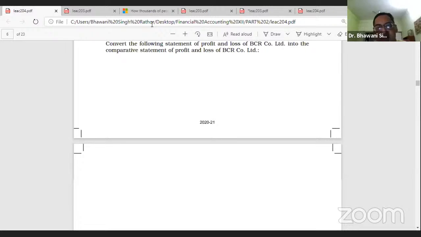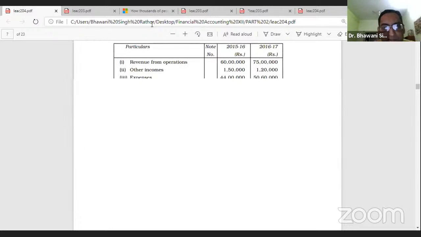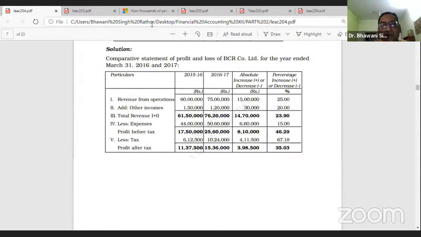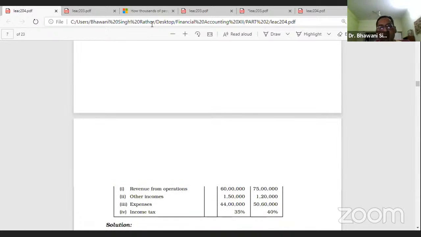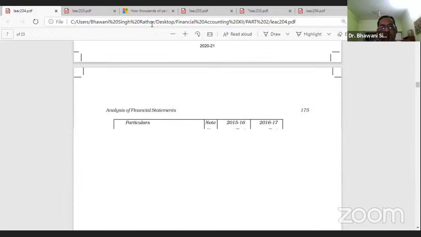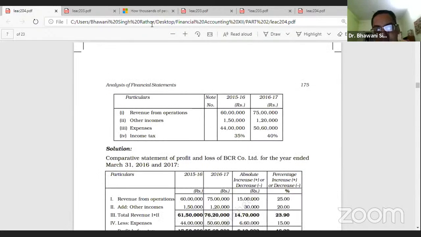So let us first do the profit and loss statement, which is a very important part. This will be the question given to you. It will come in this format: the particulars and 2 years, the previous year and the current year. Certain information is given, like revenue from operations, other income, the expenses and the total. Now, how to arrange and analyze this information is what we need to see.